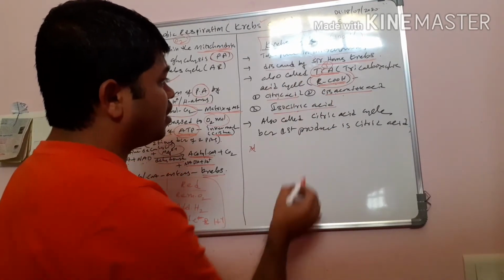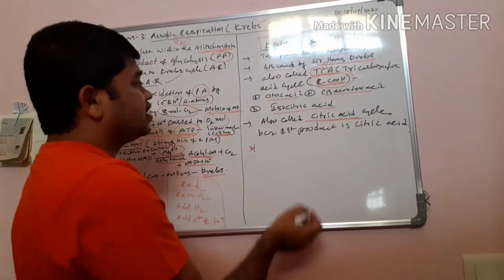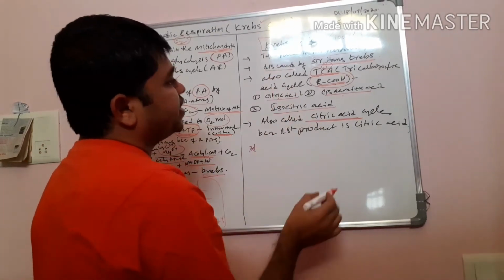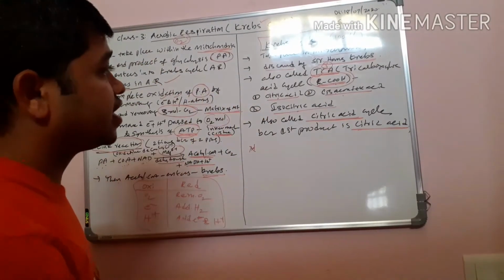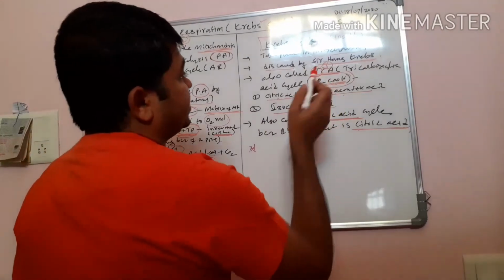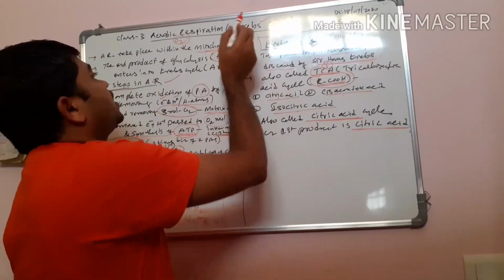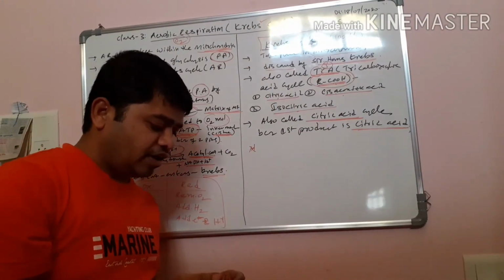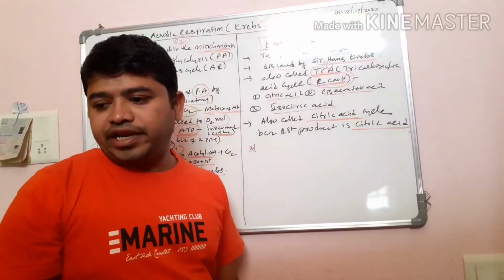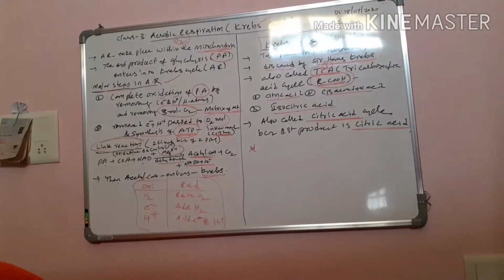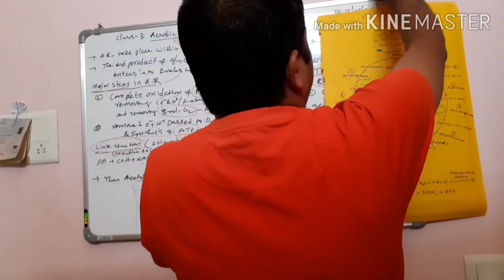Then Krebs cycle is also called citric acid cycle, because the first product formed during Krebs cycle is citric acid. Okay, Krebs cycle, TCA cycle, citric acid cycle, whatever it may be, these 3 names belong to Krebs cycle only. Now we are going to see the steps or equations involved in Krebs cycle.